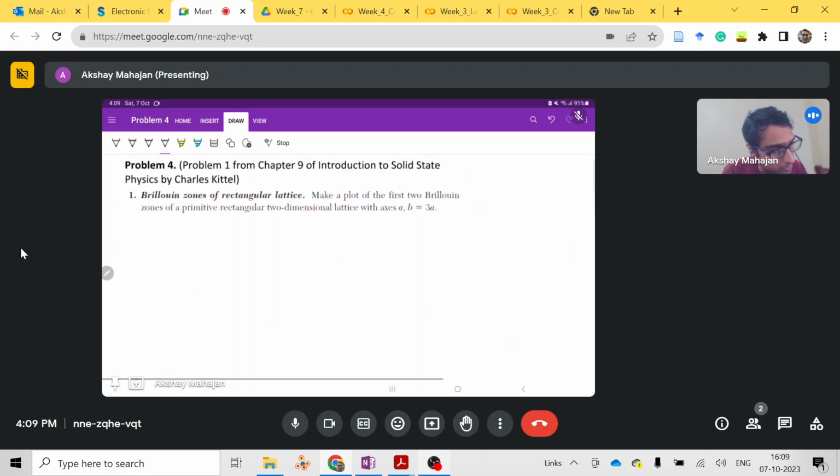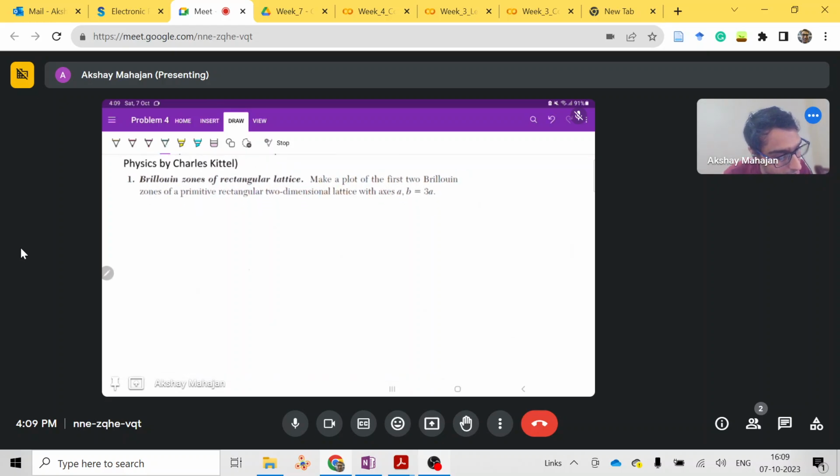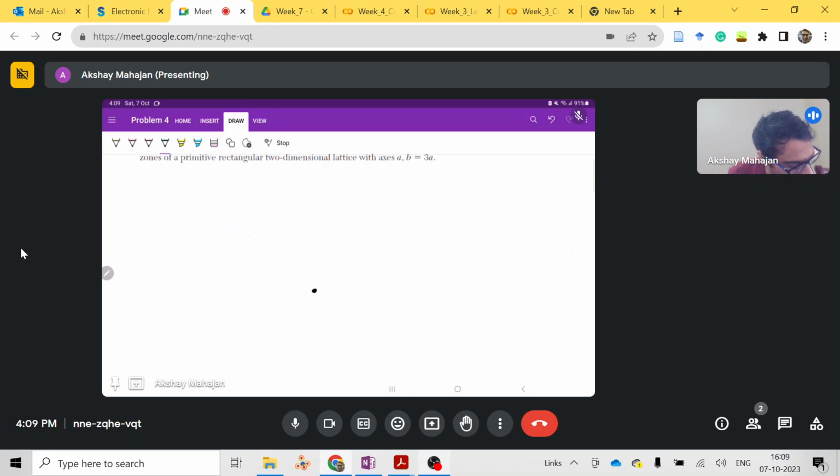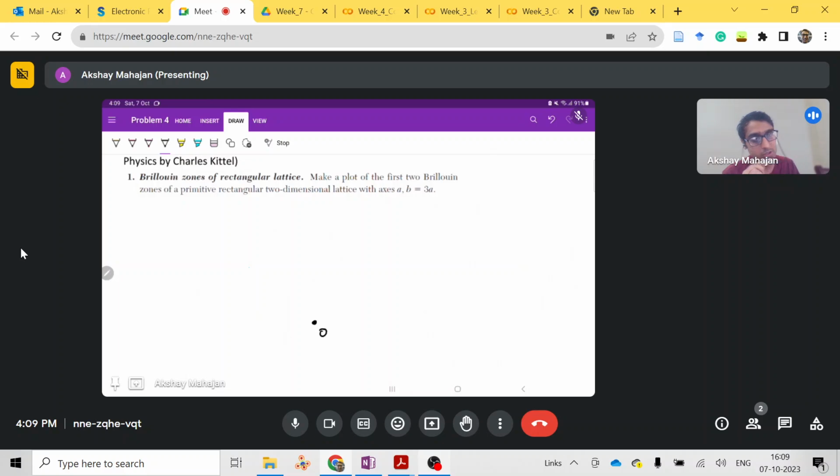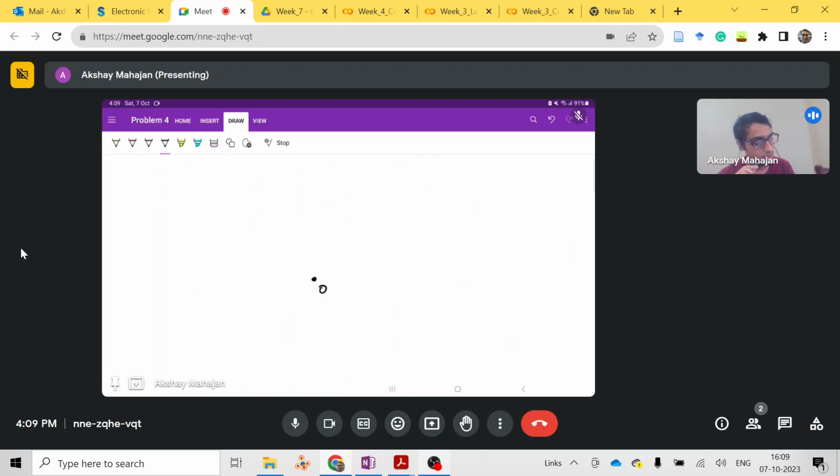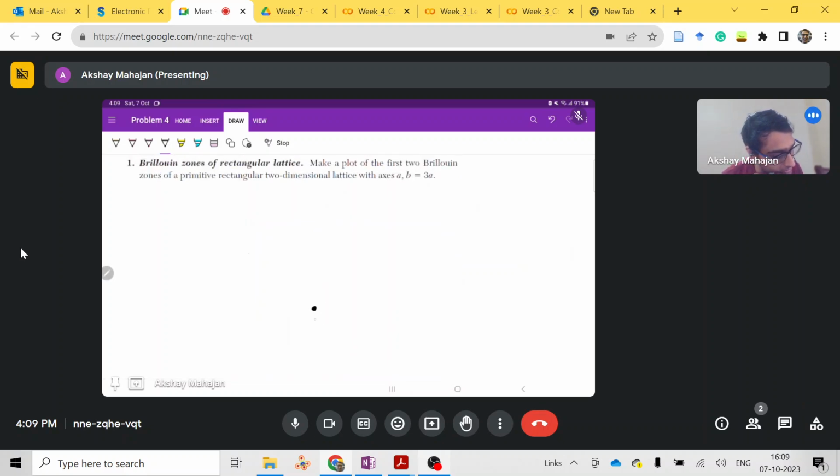First we will draw the reciprocal lattice. Let's say this is my gamma point, take it as 0. In the lecture you have drawn it for the square lattice, now we are going to do it for the rectangular lattice. Along the A axis, my next lattice point will be at 2 pi by A, so I can draw one lattice point here.